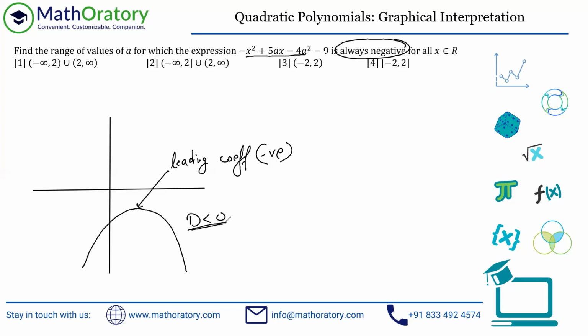This is what the question is indirectly telling us. It doesn't have real roots, because it is not intersecting or cutting the x-axis. So basically, the discriminant, that is b square minus 4ac in the general form of a quadratic, should be less than 0. Let's pick that up. In this case, b is 5a. So you have b square, which is 5a whole square, minus 4ac. Here a is minus 1, and c is this entire thing with the sign. Never ignore the sign. So you have something like this.